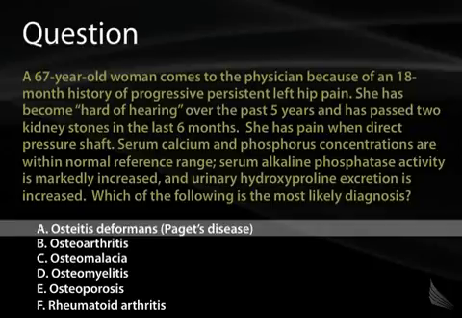hearing problems. And the 2 biochemical hallmarks are increased serum alkaline phosphatase and increased urinary hydroxyproline, both of which are markers of high bone turnover. Again, like vitamin D deficiency, Paget's disease is also a disease of high bone turnover. So the correct answer again is A.